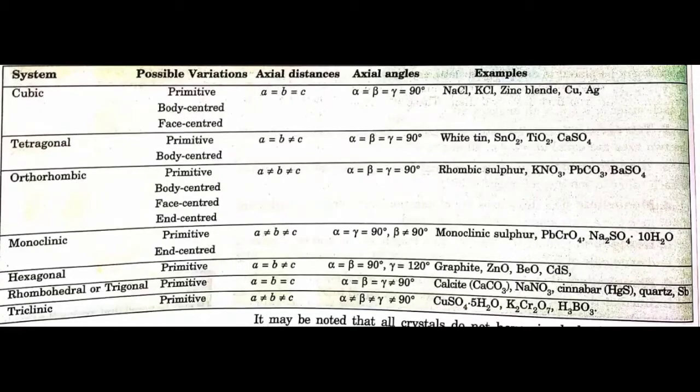Like if it is a cubic system, the examples are NaCl, KCl, zinc blende, copper and silver. And what are the variations in case of cubic? The crystal system can be primitive, that means the lattice points will be only at the 8 corners. It can be body centered or it can be face centered. And then for that cubic system, axial distances and axial angles are given, which we have already seen in the previous figure. So just go through this table. As I told you, it's given in your NCERT also, and it's important.